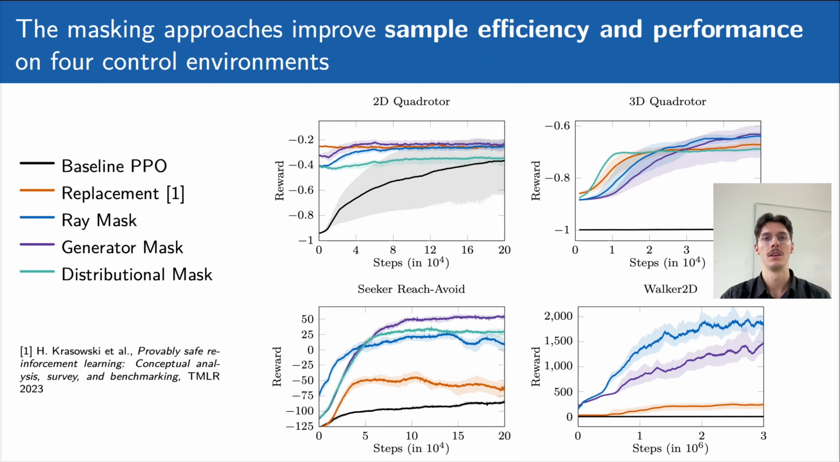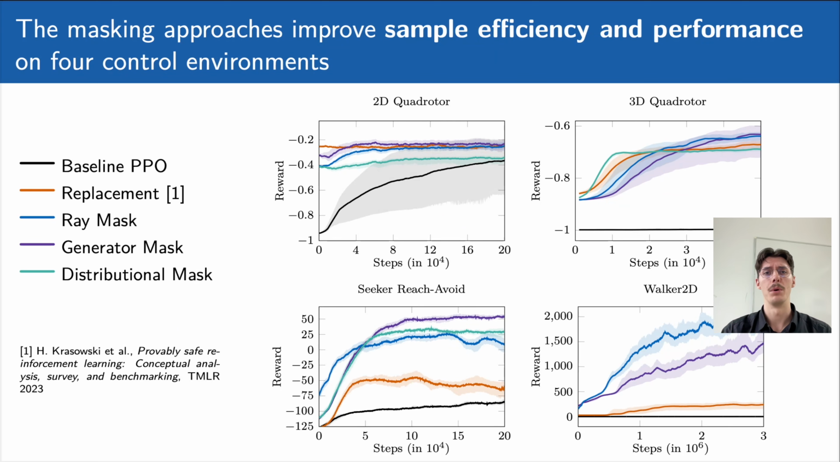In all 4 environments, our masking approaches show better sample efficiency and performance compared to the baseline and in most cases to the replacement approach. Notably, in the Walker 2D and 3D quadrotor experiment, the baseline PPO algorithm fails to learn an effective policy, which is likely because the relevant action set is small compared to all possible actions.